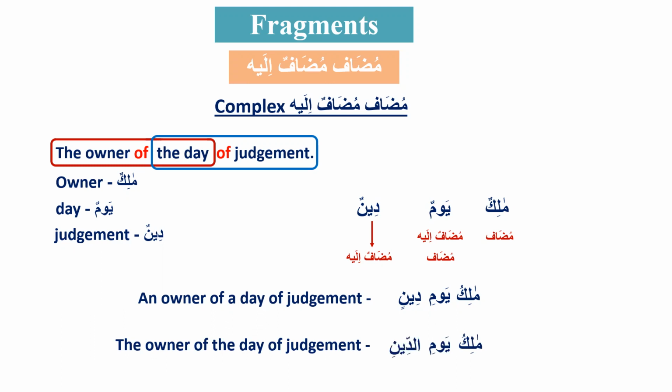So it will become maliku yawmid din. Yes, because the tanween will be replaced by a single haraka, like a single kasra, because of al. Al doesn't like tanween. It changes the tanween to a single haraka, not double anymore. So maliku yawmiddini, the owner of the day of judgment. If mudaf ilayh is proper, it will make this yawmi proper, and this yawmi is mudaf ilayh for maliku, so this maliku is proper as well. So the whole fragment becomes a proper noun. Good, good. Thank you, Anusha. You did a good job.